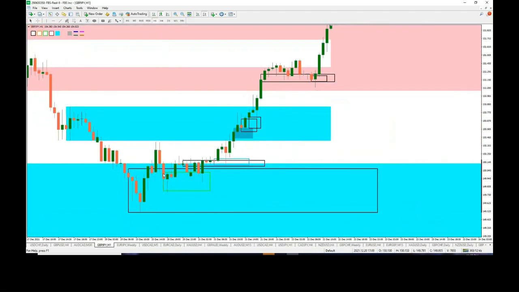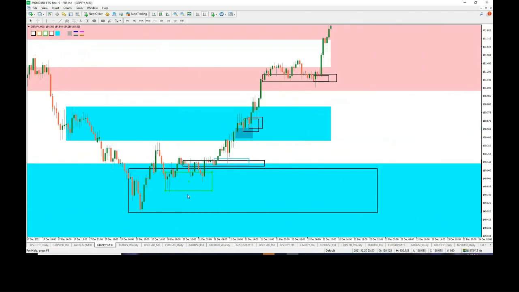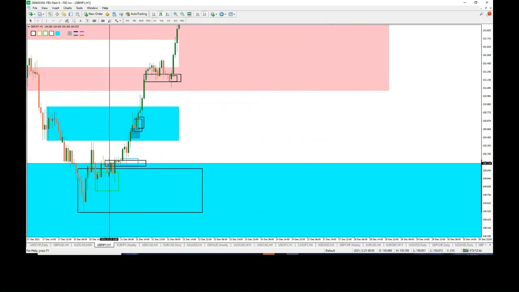This is M30 zone, the green one, high entry. But if you wait for H1, you can wait for this zone to break and enter right here.